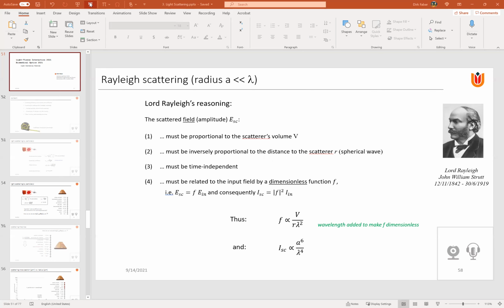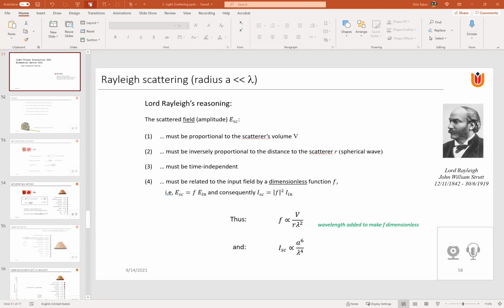I call that phase, no phase lag, no phase difference. So there is an instantaneous response. And he said it must be related to some kind of dimensionless function f that relates the input to the output. Well, that is the beauty of engineering, of course, because that is how the whole world works now.